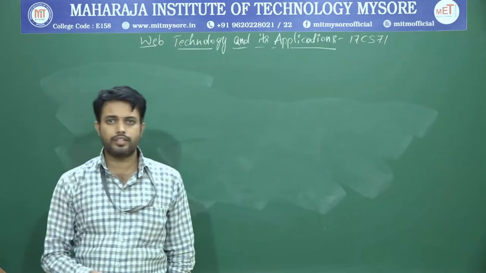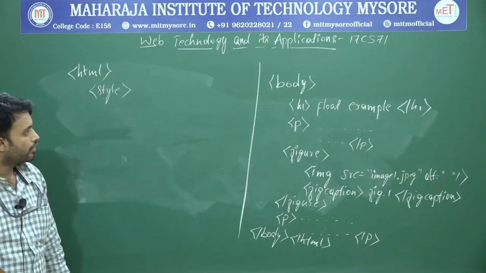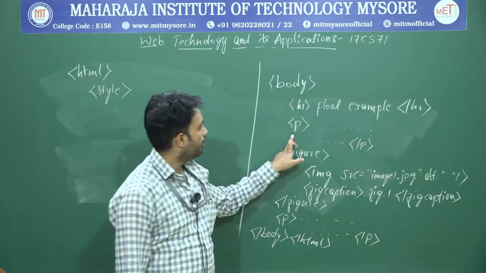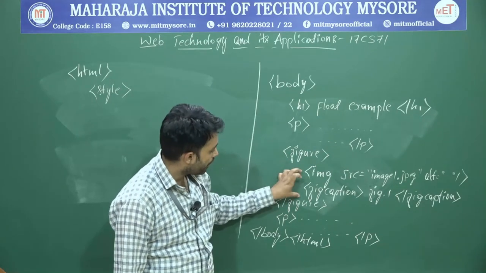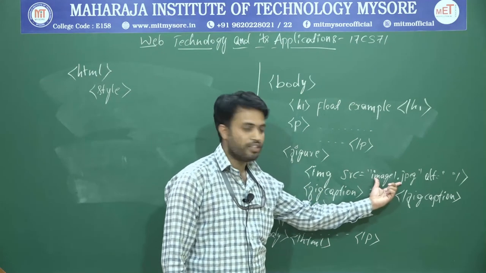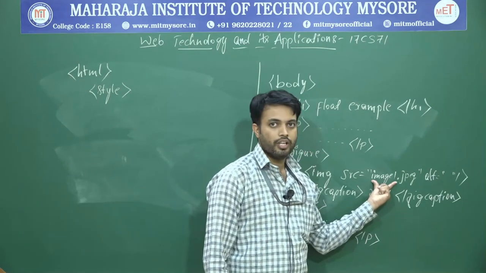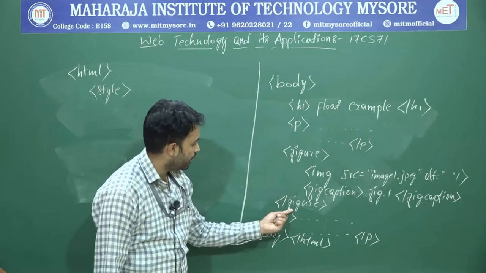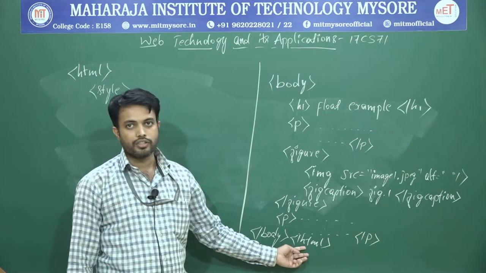Let us consider an example of floating element. Here within body I have defined an h1 tag, that is float example, followed by a paragraph. Then figure, within figure I have defined two more tags, one is image, which will display this image, and again figure caption, which is the caption I have given for this image1.jpg. I have closed figure caption and this figure, followed by a paragraph, and then I have closed the body and HTML.